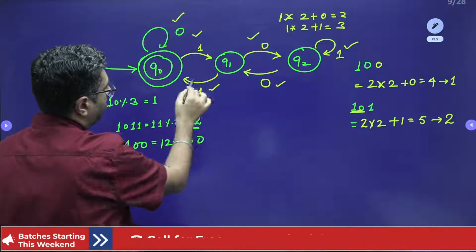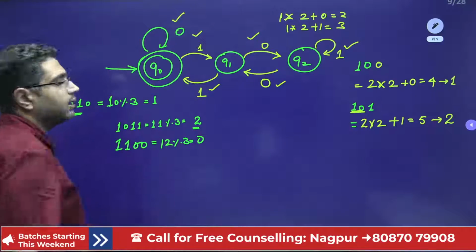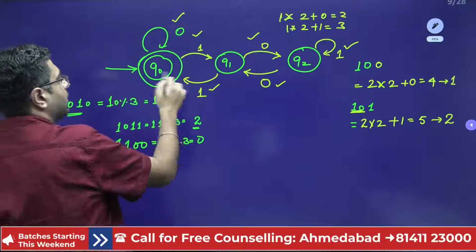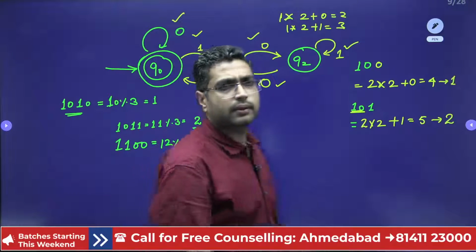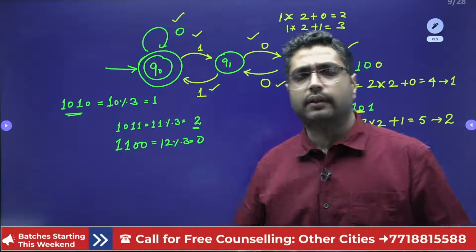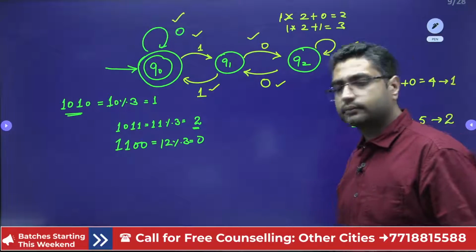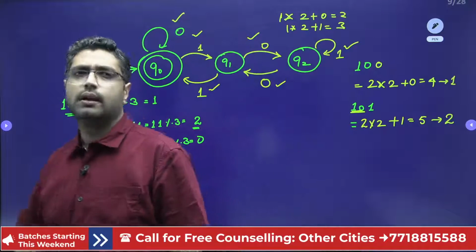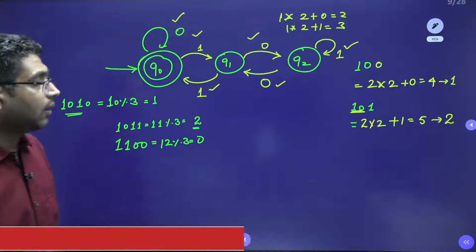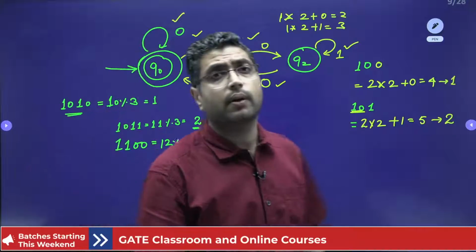So 1 1 0 0, you will stay at Q0. Are you getting the point? Right? So this is how you will solve this. Now what is the short trick?